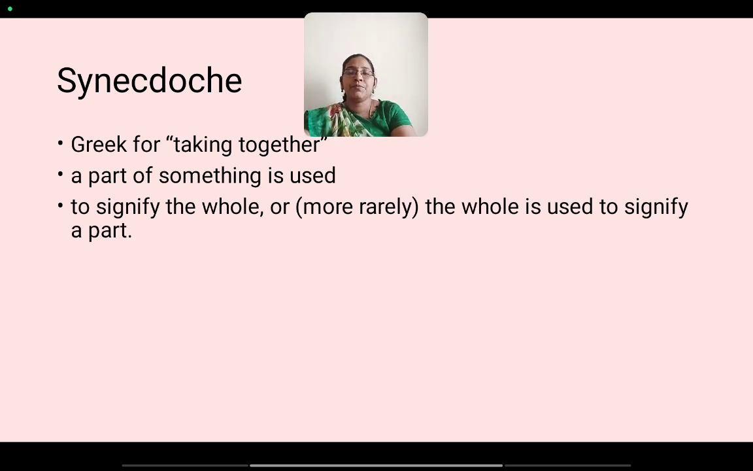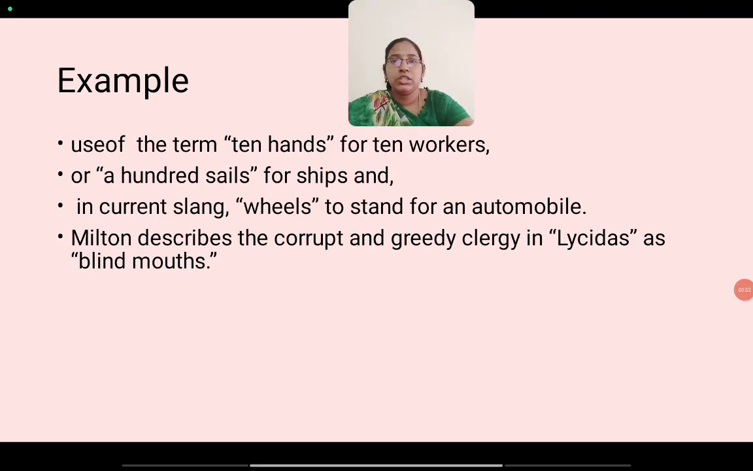Taking together. So it is like a part of something is used to signify the whole thing. Okay, a smaller thing or a part of a particular thing is used to signify the whole for synecdoche. So the first example is 10 hands. Okay, so 10 hands, as we have seen, synecdoche refers to the part of a particular thing being referred to as the whole thing. Okay, so here we find 10 hands refers to 10 workers.